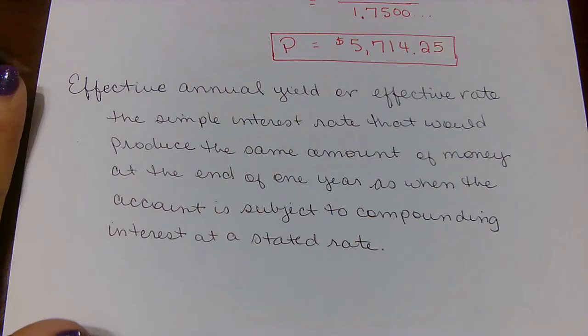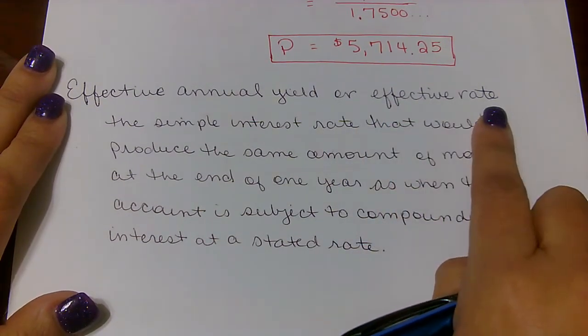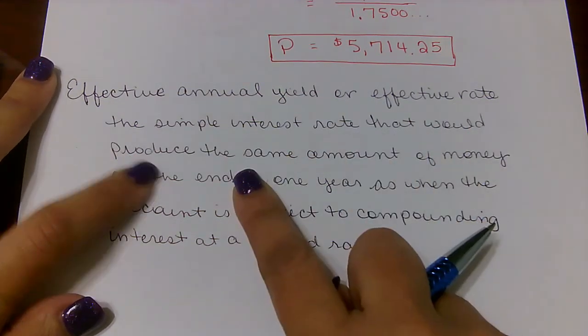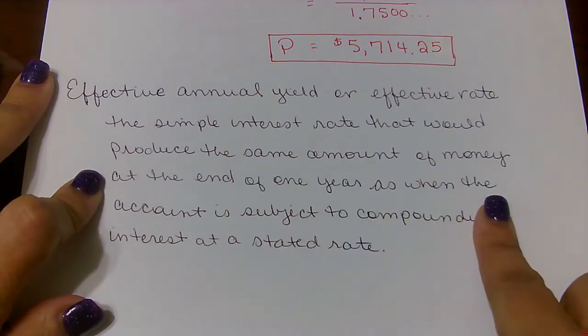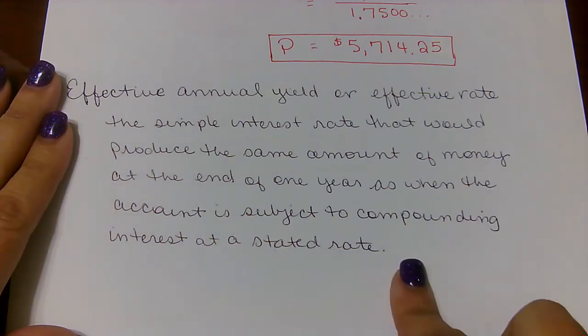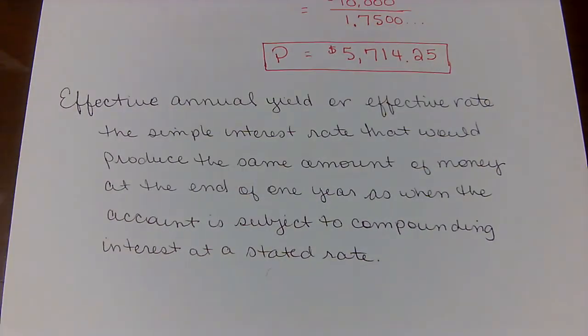This next section is over the effective annual yield, or in other words, an effective rate. This is the simple interest rate that produced the same amount of money at the end of 1 year as when the account is subject to compounding interest at a stated rate. What we're doing here is trying to determine what the simple interest would be if we had invested our money in a simple interest fund instead of a compound interest fund. Let's look at an example.